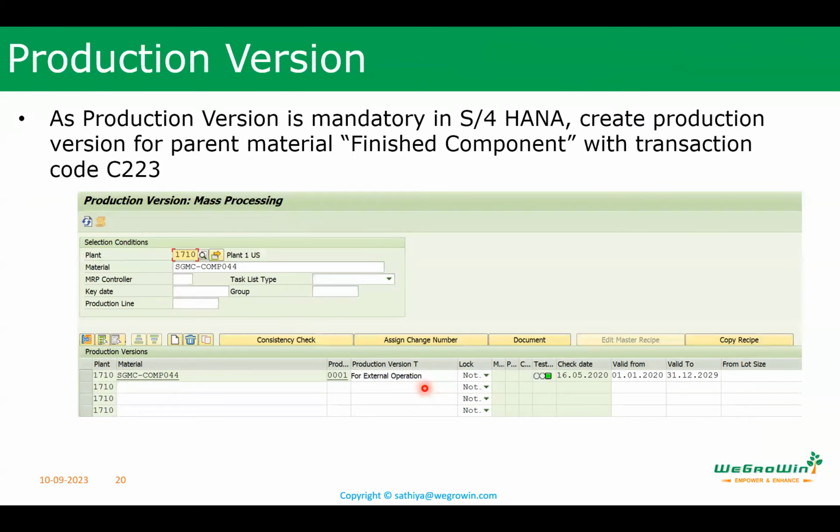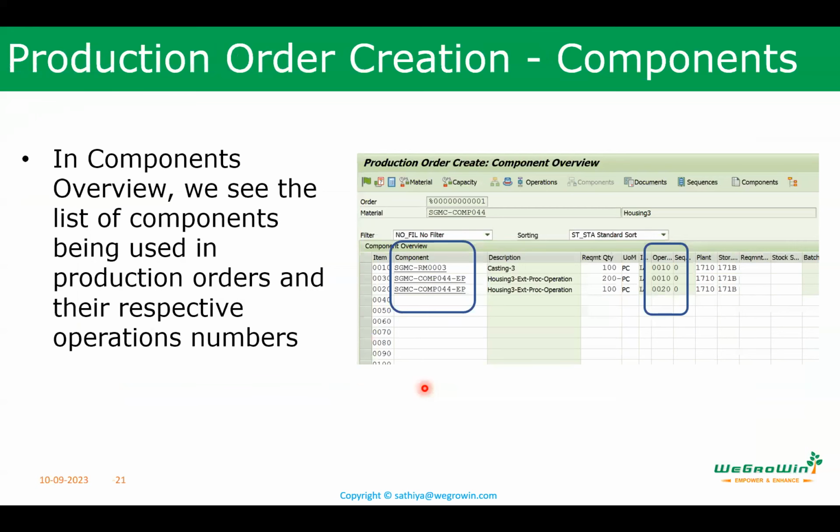Now, we have to create the production version because it is an external operation. And then components. This is the list of components, right? I am in the phase of production order creation now. In the metal, I go and check it. The first operation is 0010. In the second operation, the component is negative. But in the third operation it is getting consumed. Again, it is not -200, it should be -100 only.